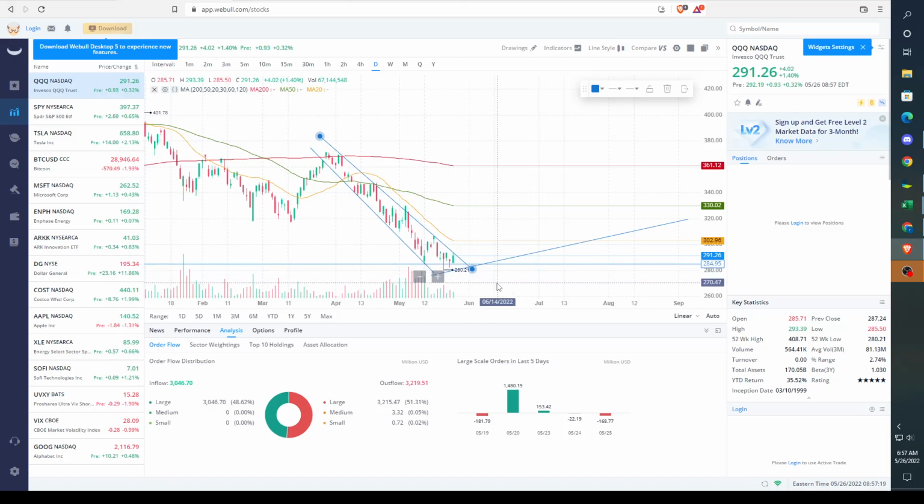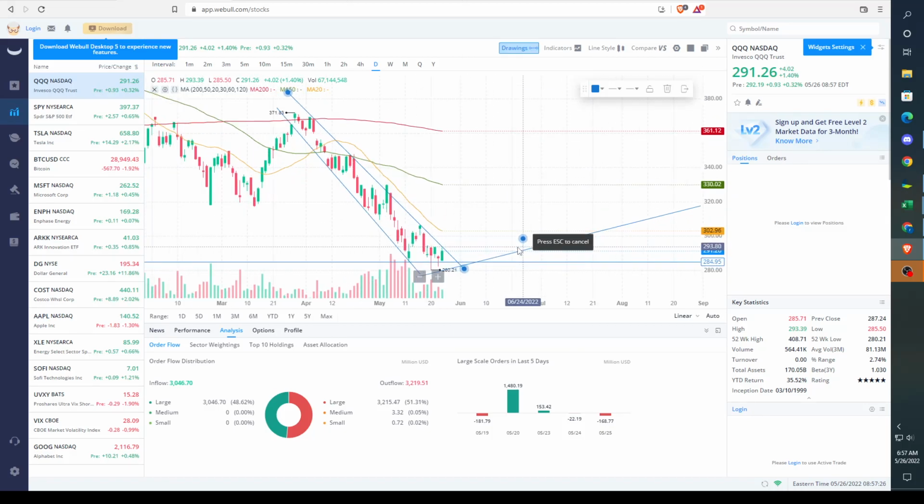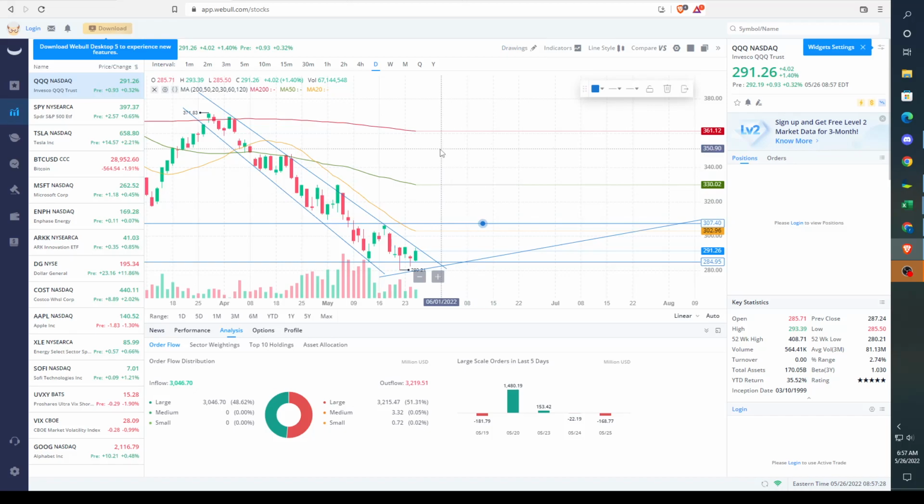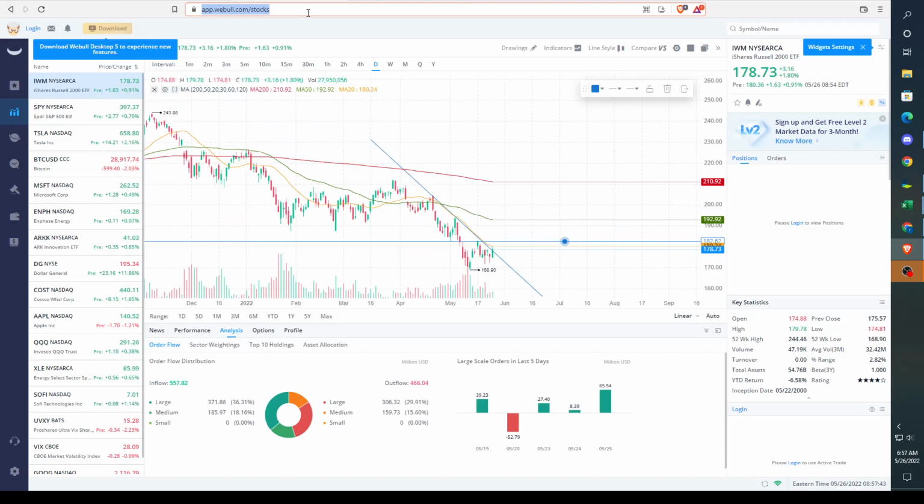So ideally, we don't want to make it under 280.21 because that will be making a lower low. And then if we do want to make a higher high, we need to get above this area right here, which is 307.40. So we need to get above this 20-day moving average right here. And we're going to see some resistance possibly at 302.96. So do watch out for that. We're still quite a ways away from it.